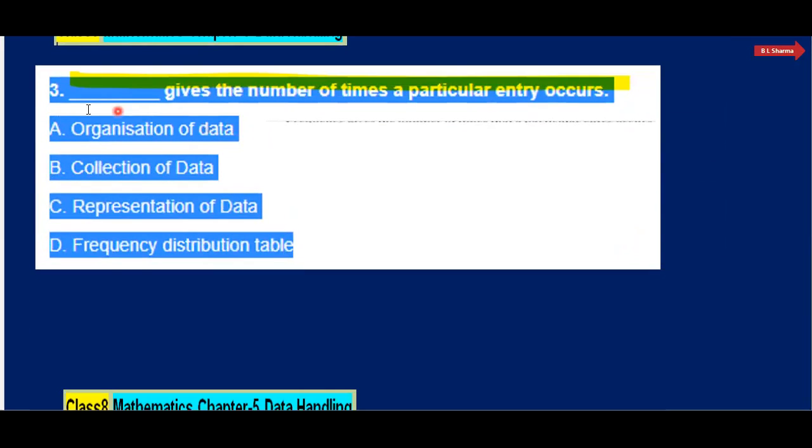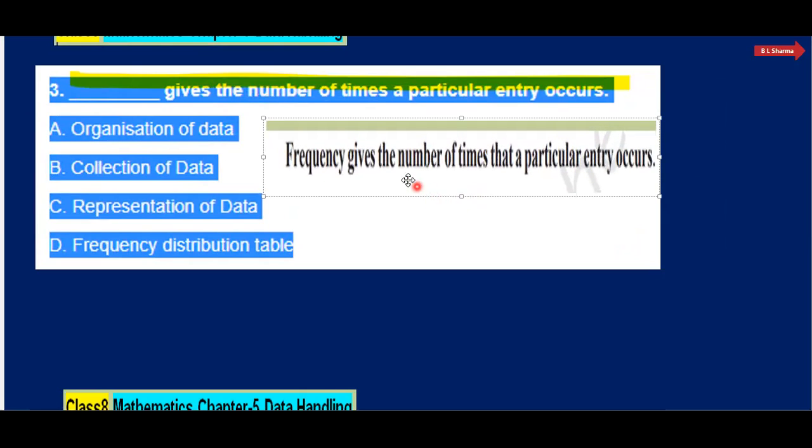Question number 3. Dash gives the number of times a particular entry comes. That is, the frequency gives the number of times that a particular entry occurs. So the answer is frequency distribution table gives the number of times a particular entry occurs.